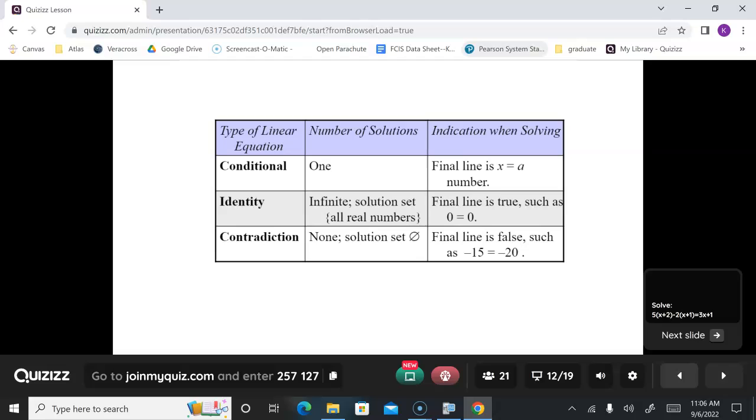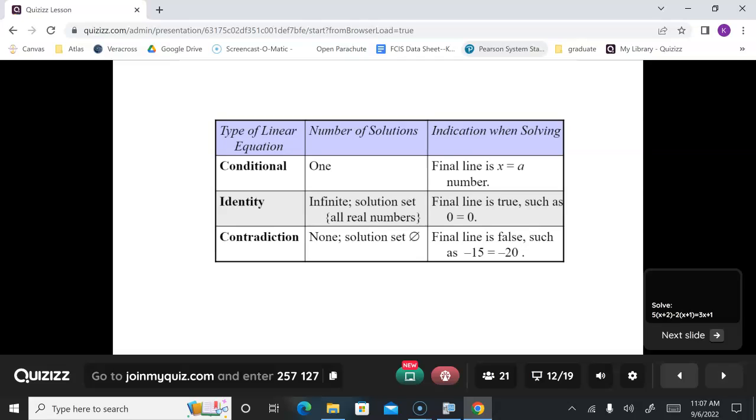Alright, now, every type of question we've had so far is how many answers? One. Okay? That's called a conditional equation. There is one solution. X equals one number. That's it. Okay? That's everything we've dealt with so far. Now we're going to add in a couple different ones. We've got two different types, identity and contradiction.